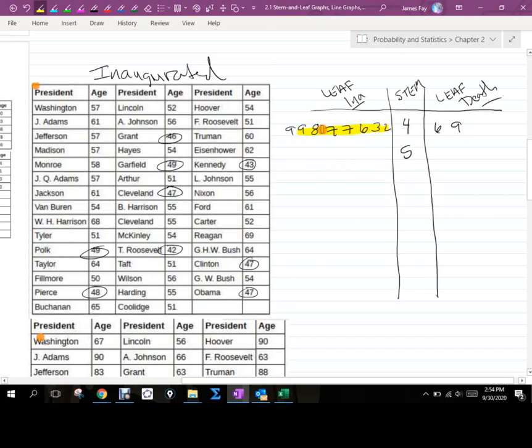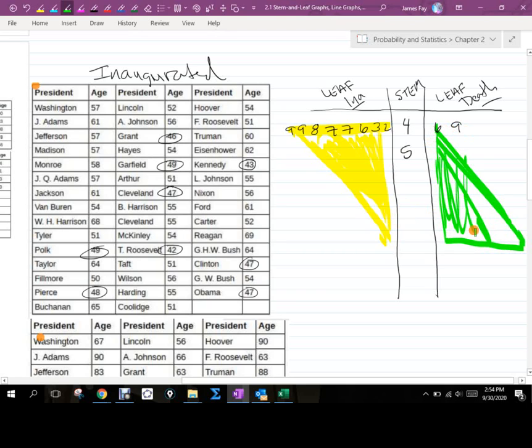Obviously there were more people inaugurated when they're in their 40s, 50s, and 60s, right? So your numbers are going to be organized that way. Does that make sense? The older they get, the fewer are inaugurated at that older age. But your death is going to be structured kind of like that, right?